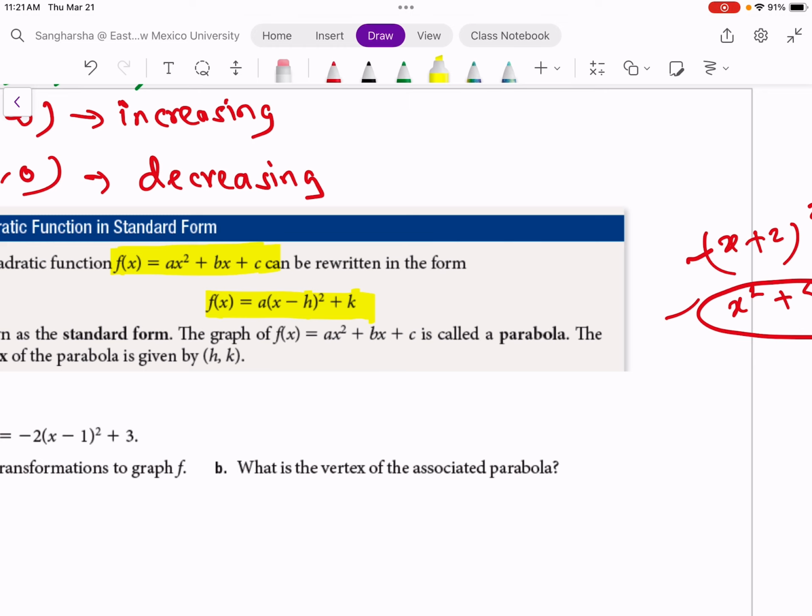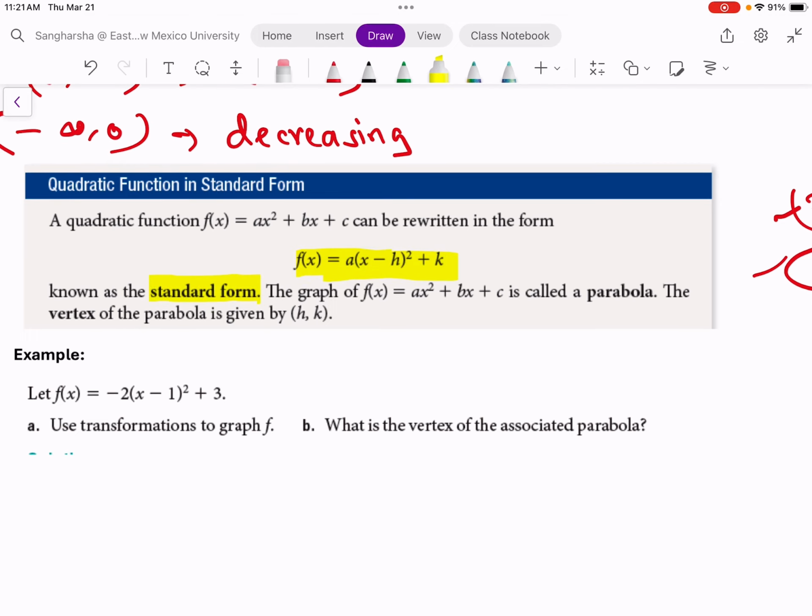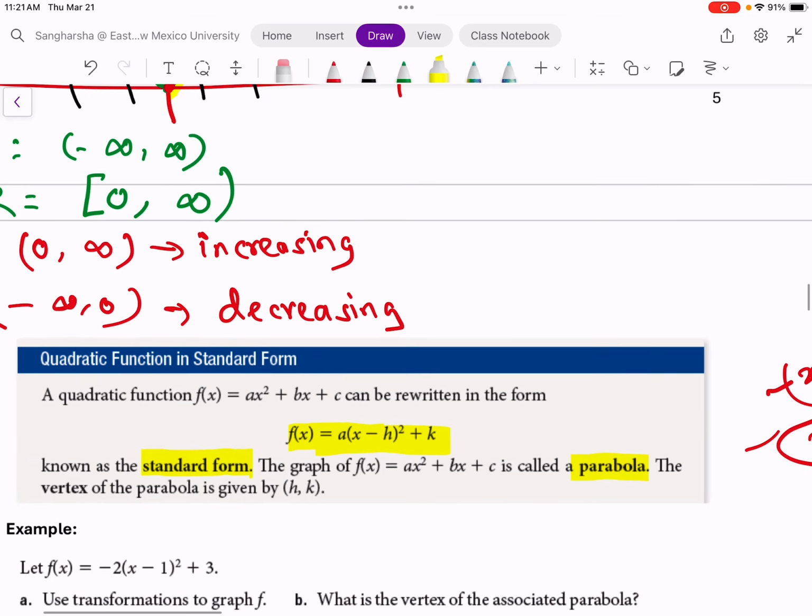Now, if we have a quadratic function in this form, then this form is the standard form. The graph, as we said earlier, is going to be a parabola. We have already seen that. And if we observe the parabola, let's go back.